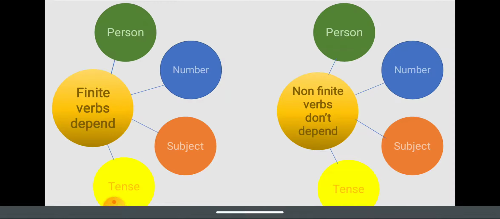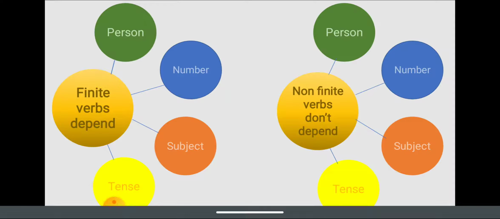Regarding participles, you have already learned about three forms of verb like take, took and taken. Take is the first form, took is the second form and taken is the third form. Take is called the present form. Took is called the past form. And taken is called the past participle form of the verb.